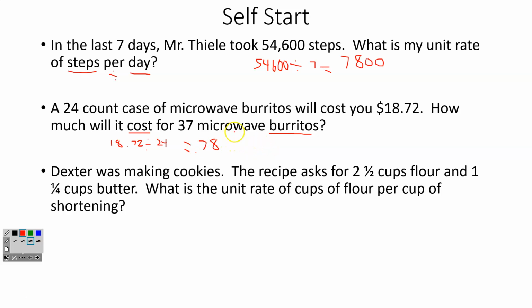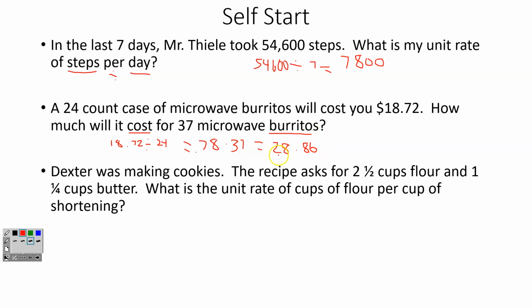So now I'm not done because I want to know how much it's going to cost for 37 of them. So I'm going to multiply that by 37. That's a lot of burritos. And it's going to cost me a total of $28.86.